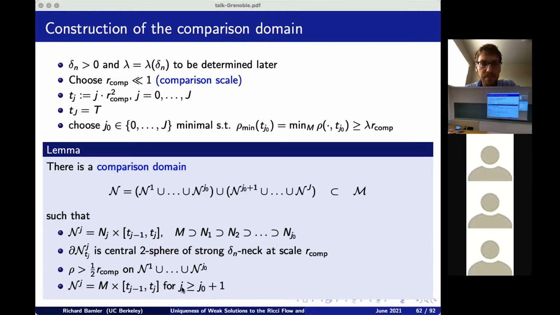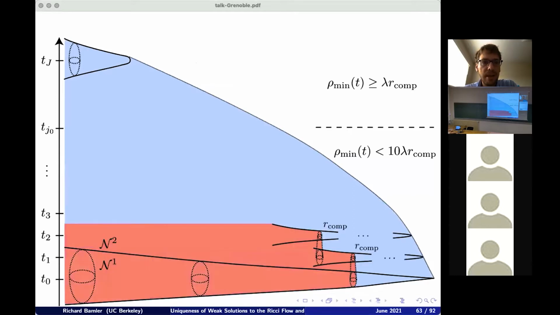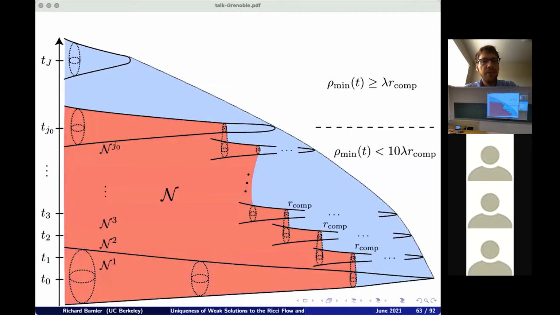And the way this looked was as follows. Here we have a singular Ricci flow again, and the comparison domain would be constructed by following this staircase pattern here. Again, I should say T_j0 is the first time that the scale at the tip is bigger than lambda times R_comp. And please don't forget about the 10 here. And then after this time, we just put in everything.